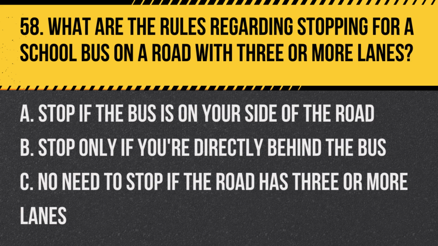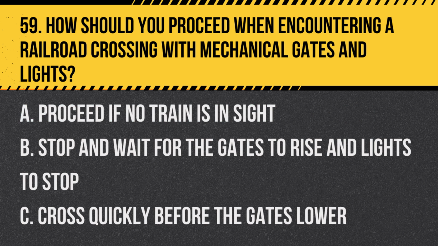Question 58. What are the rules regarding stopping for a school bus on a road with 3 or more lanes? A. Stop if the bus is on your side of the road. B. Stop only if you're directly behind the bus. C. No need to stop if the road has 3 or more lanes. Answer: A. Stop if the bus is on your side of the road. On a road with 3 or more lanes, stop for a school bus with flashing lights if it's on your side of the road.